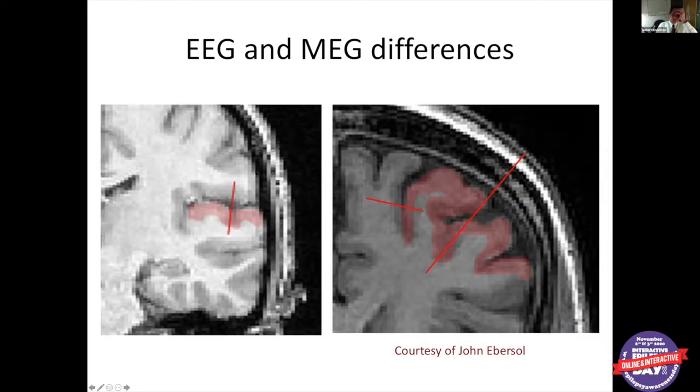So MEG has some weaknesses because it can't really see these radial sources, but it can see very accurately these tangential sources. And this little figure shows that in MEG, all of this would cancel. The only thing you would see is the edge, so you can get this edge effect with MEG too. So it's a little tricky. These are all well known, and as long as you understand them, you won't make any mistakes in interpreting them.